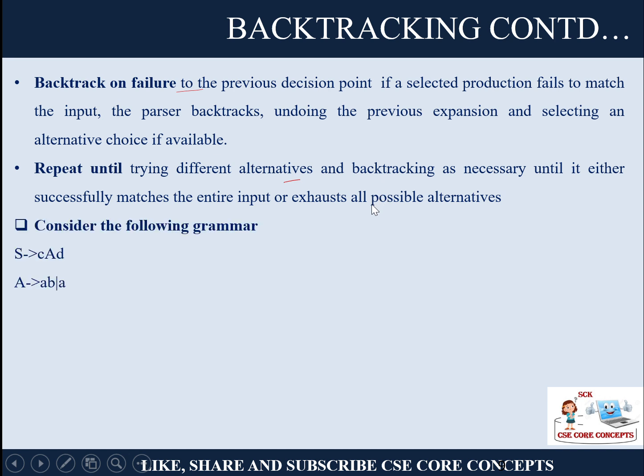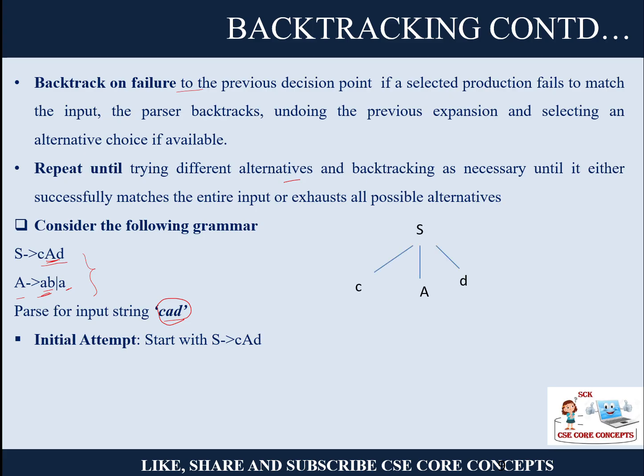So let us consider this grammar where S is CAD and A has AB or A. So you can see there are multiple rules. Now the parser will get confused about which one it should follow in this A, AB or A. That is the question. So I am giving you a string CAD, and for this string I require this. So let us get started with the first input, start symbol S.